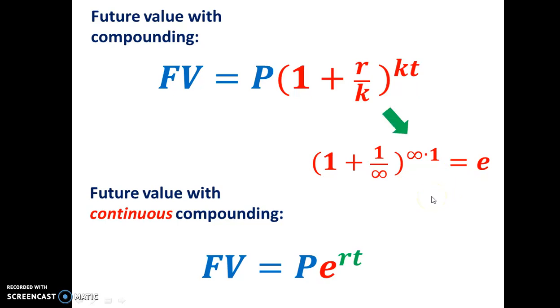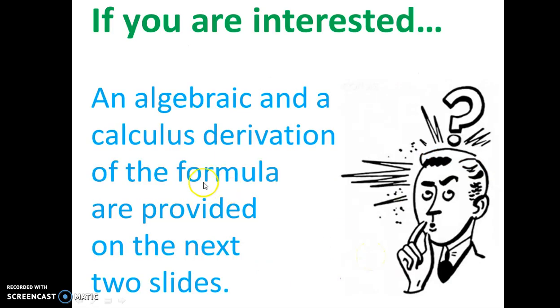All right. So that leads to that formula. That formula changes into this continuous or infinite compounding. This is e, and then we put r and t here. If you're curious how that r and t pops in there, well, that's what the last part of the investigation was all about. But basically, that's our rate of interest, and there's the number of years. Why rt? If you're wondering about that, there's an algebraic and a calculus derivation of the formula provided on the next 2 slides. If you are interested in that, just pause the video on the next slide and see if you can figure it out.